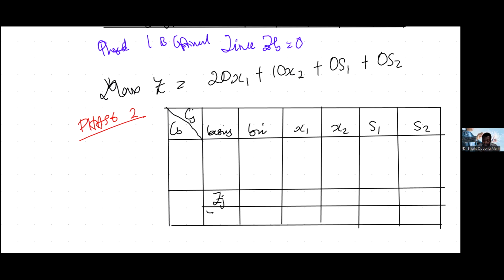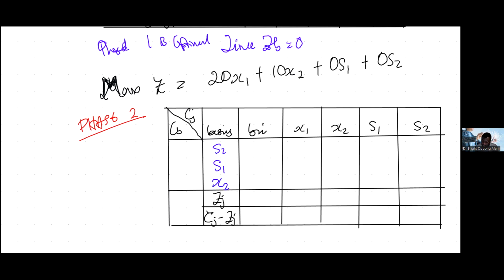We are maximizing here. So now it's CJ minus ZJ. So keep that in mind. Why? Because we are maximizing the function now, right? And what is the tableau on top here? So we have S2 in solution, S1 in solution, and X2.